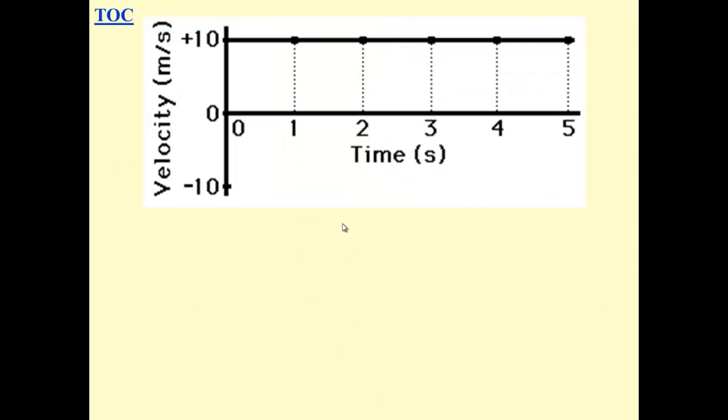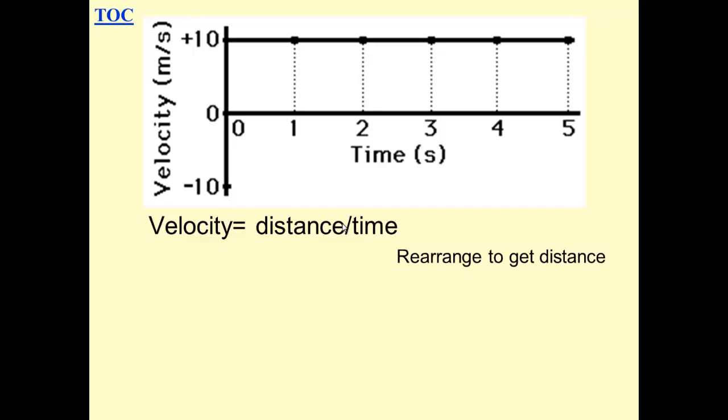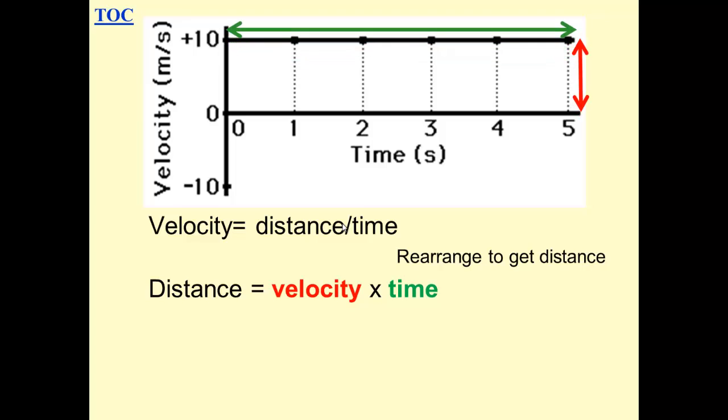Now here we have an interesting situation. We know that the velocity is the distance divided by the time. What we can do is try to rearrange this to get the distance. Well, in this equation, to isolate distance, we multiply both sides by time. So we end up with the distance is equal to the velocity times time. Now, that's the velocity, and that's the time. The velocity is 10 meters per second, the time is 5 seconds.